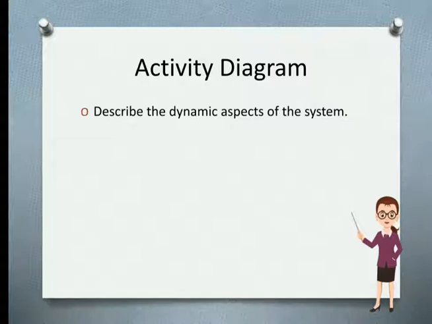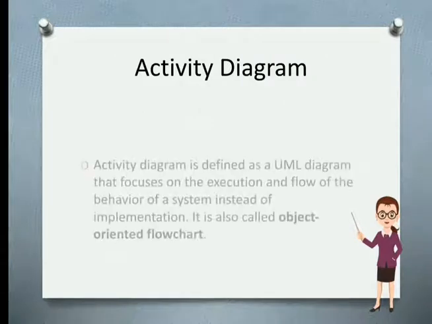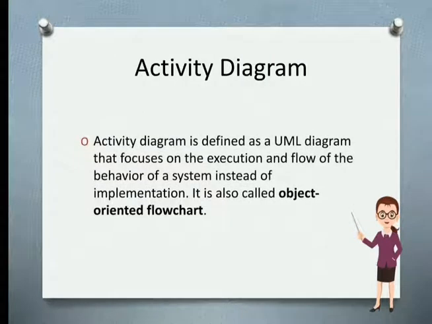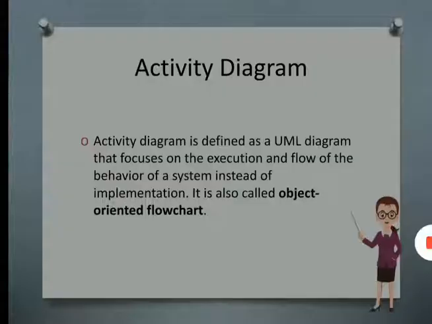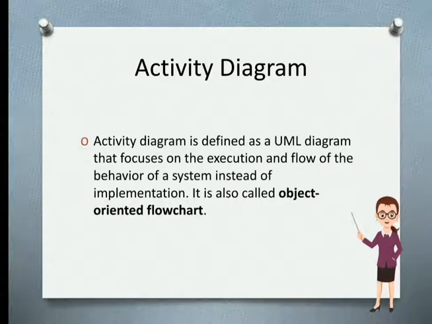Basically, to describe the dynamic aspects of the system, we generally go with interaction and behavioral modeling. Under that, we select activity diagram. So activity diagram focuses on dynamic aspects, and activity is nothing but an ongoing structural execution of the behavior. Activity diagram is defined as a UML diagram that focuses on execution and the flow of behavior of the system instead of implementation.